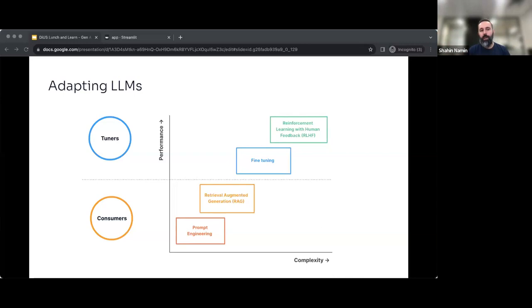Regardless, if you are in the tuners category, that means that you have some machine learning knowledge, which means you can make use of that knowledge to increase the performance of large language models for your own problem. And of course, the complexity of tuning these models will be higher than how consumers would interact with these models. And lastly, similar to providers, we can do reinforcement learning with human feedback, and we'll be talking about that as well.